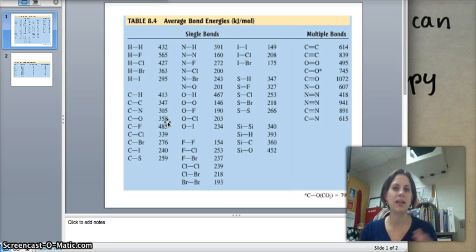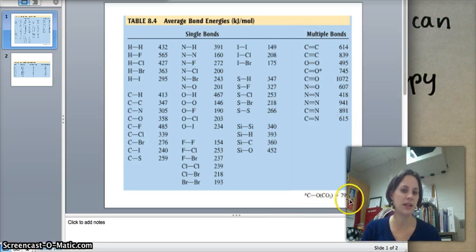I can think about it like a stick. If I try to break a stick, I need to put energy into it if I'm going to break that stick apart. So the same thing is here. All of these values are positive. I also notice here I have multiple bonds. I have double bonds and triple bonds, which require more energy to break.